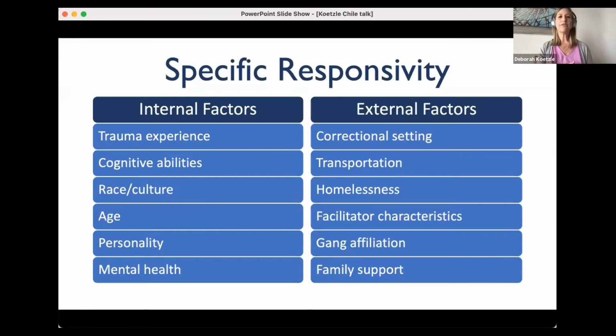So examples of internal factors include things like cognitive abilities. To be honest, some curricula, some cognitive behavioral curriculums are quite abstract. And if you have someone who has limited cognitive functioning, they might not do very well in that type of group. And so we would want to match them accordingly, right? We might want to think about issues of literacy. There are some curricula that require a lot of reading and writing. And if you have someone who doesn't read or write very well, then they're not going to do very well in that group unless we make adaptations for them.